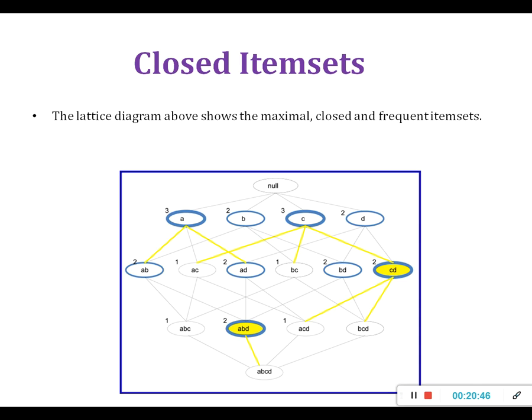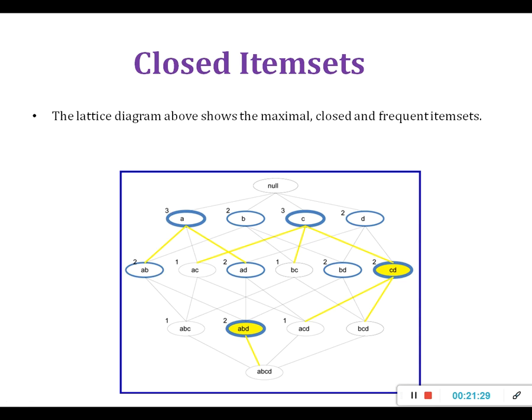I am stressing this word none, because no superset should have its value greater than or equal to that of A. So you can see AB has value 2. None of its supersets, AB, AC and AD, has its value equal to 3, and that's why we are saying A is a closed item set. Why closed? Because none of its supersets has the same value as A. They have 2, 1 and 2. No superset has the value 3, and that's why we can say that A is my closed item set.